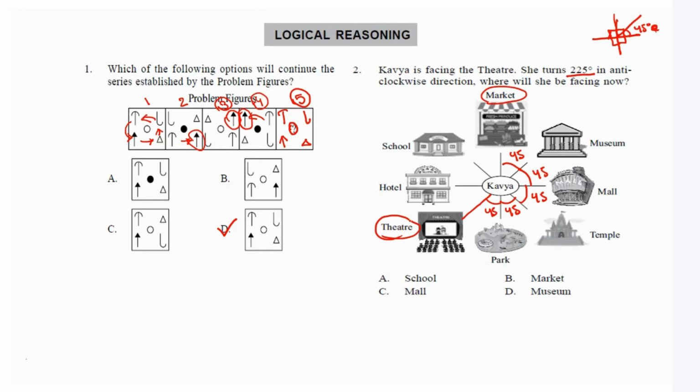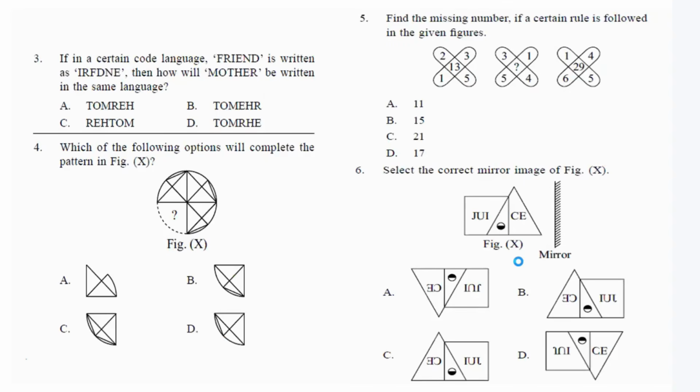So if Kavya is facing the theater and she is moving in an anti-clockwise direction and turning 225 degrees, she will be facing the museum. So museum will be the correct answer. Not museum actually, it is the market. So market will be the correct answer, right? Okay. Coming to question number 3. Here in question number 3, it is said, if in a certain code language, friend is written as IRFDNE. So let's solve like this.